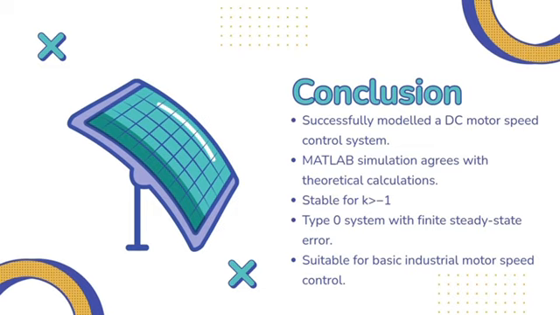Lastly, to conclude, we have successfully modeled and analyzed the DC motor speed control system using MATLAB. The simulation results agree well with our theoretical calculation, proving that the model is valid. We also found that the system is stable for K greater than -1. Since this is a type 0 system, it has a finite steady state error for a step input. Overall, this project demonstrates that the designed control system is suitable for basic industrial DC motor speed control.